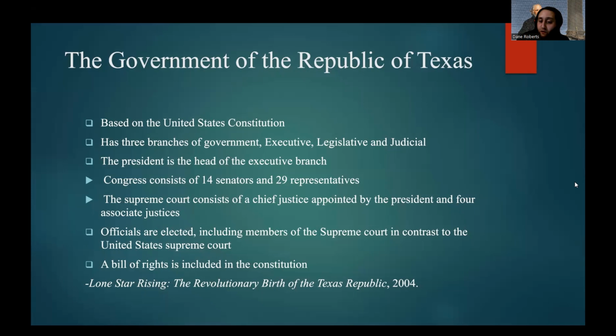Officials were elected, including members of the Supreme Court, in contrast to the United States Supreme Court, where judges are appointed rather than elected. And the Bill of Rights was immediately included in the Constitution, whereas it had to be added to the Constitution later for the United States. And here's the source I got that information from.